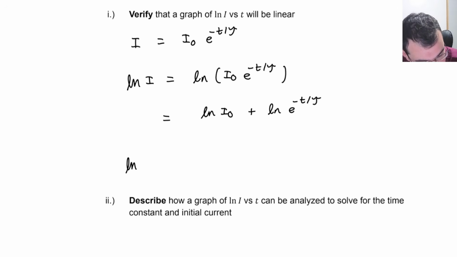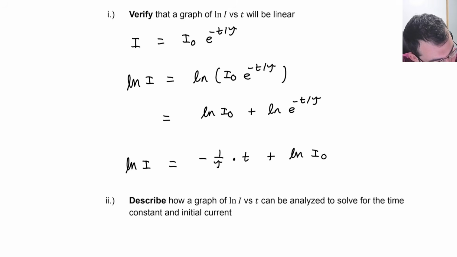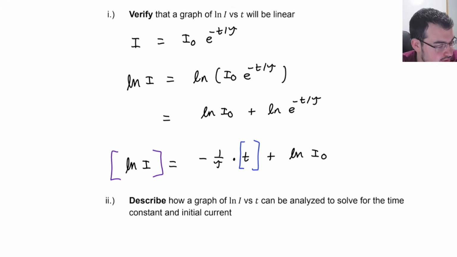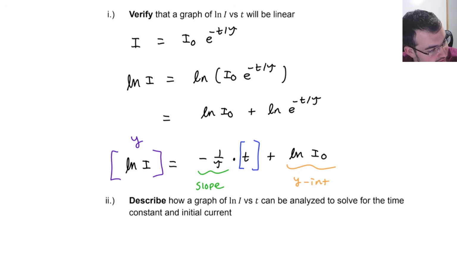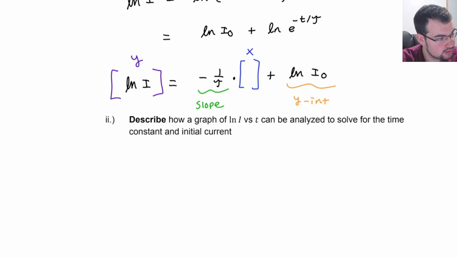So we could write this relationship as ln of I is equal to negative 1 over tau times t plus ln of I0. So this is now linear because ln of I can live in its own box. T can live in its own box. And we have some constants. So negative 1 over tau is the slope. ln of I0 is the y-intercept. And we have our function that we're graphing, y, the function of x here. So this is linear.